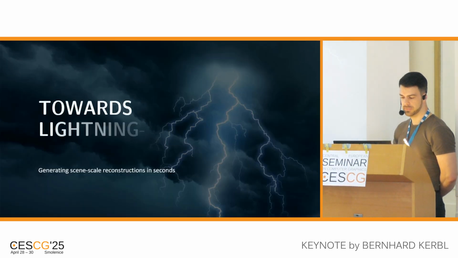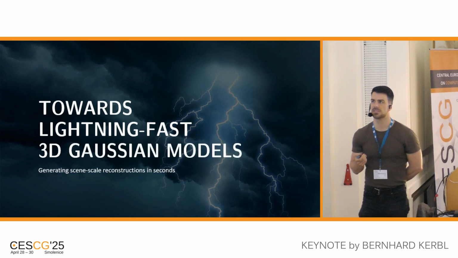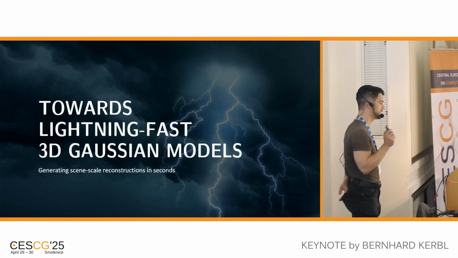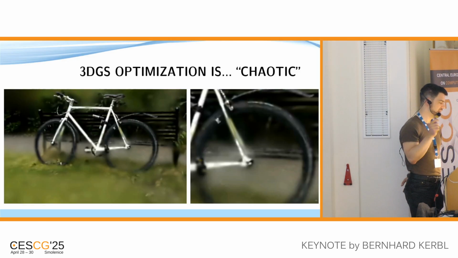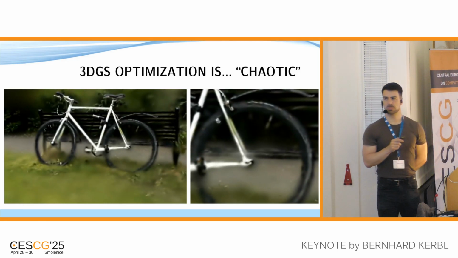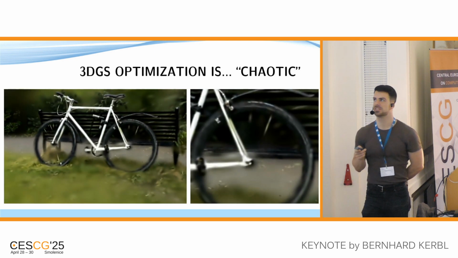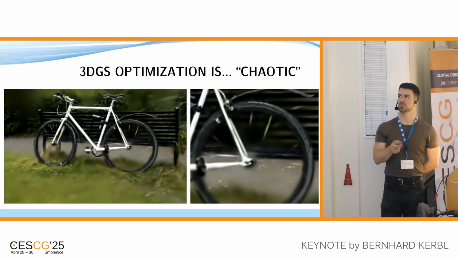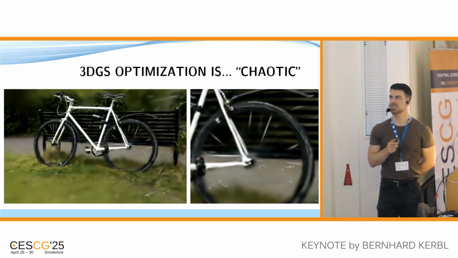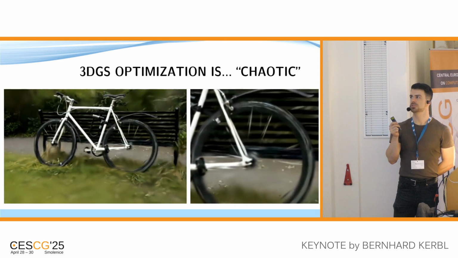Now, finally, a little outlook towards the future. I want to talk about lightning fast 3D Gaussian models, so basically faster than a couple of minutes. Why is 3D Gaussian splatting actually still not optimal? Well, if you look, for instance, at what's going on here during the optimization of this nice bike with its detailed spokes, you see how chaotic the optimization actually is if we take a really close look, right?